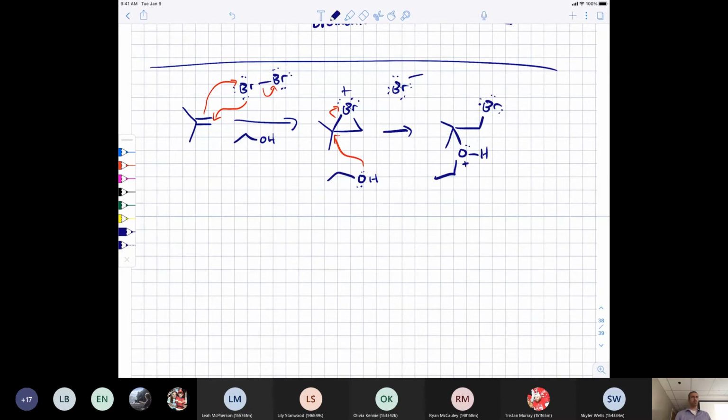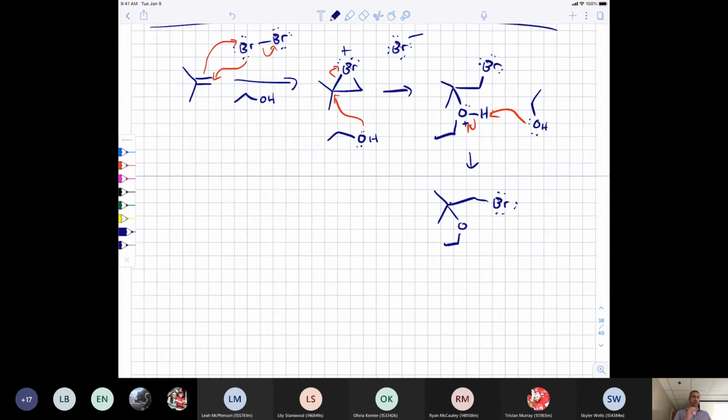And we don't like to have final products with charges on them, so we can neutralize that by taking in a second ethanol, and it can remove the H plus. And ethanol can be our nucleophile. So really, the first thing that adds will always be the Br or the Cl. The second thing that adds can be just about anything.